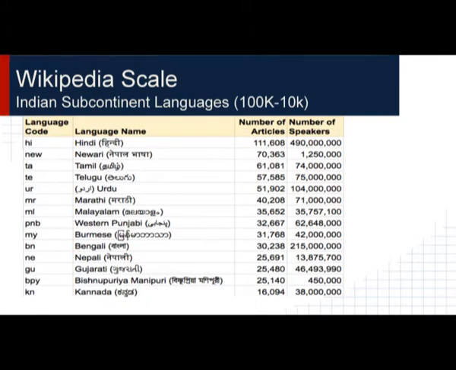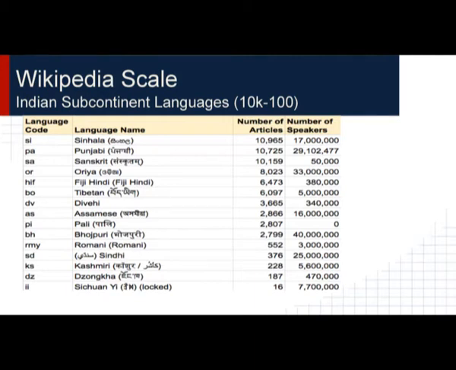So you can see, look at Gujarati, 46 million speakers, 25,000 articles. So what's wrong here? Do you hate your own native language? You don't like it? Are you ashamed of speaking it and using it? What is this, right? And then you have the smaller 10,000 and lower. Look at the languages. These are not small languages. Punjabi, Sanskrit, Oriya, Tibetan, Assamese, Bhojpuri, Sindhi, Kashmiri.